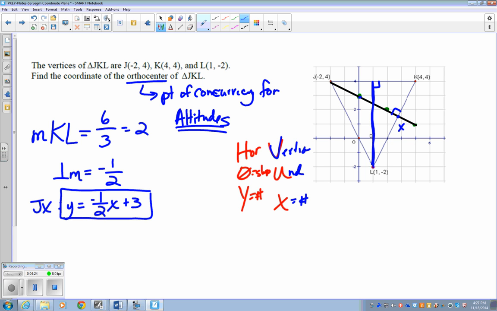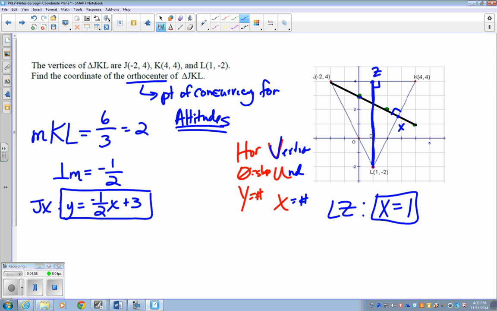Since I'm dealing with a vertical line, it's going to be x equals the number. I should put another point here, let's make that Z. So for LZ, the equation is vertical, so it's x equals the point where it crosses the x-axis, which is at 1. So x equals 1. Now, the orthocenter is the point of concurrency for all 3 altitudes.